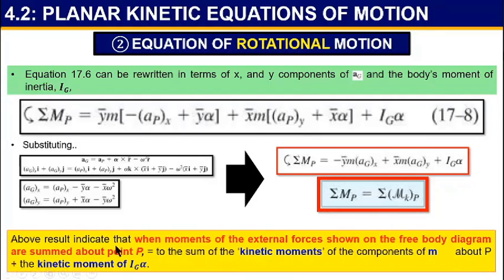The above result indicates that when the moments of the external forces shown on the free body diagram are summed about point P, it equals the sum of the kinetic moments of the components of m aG about P, plus the kinetic moment of IG times alpha. This yellow box is explaining this equation.